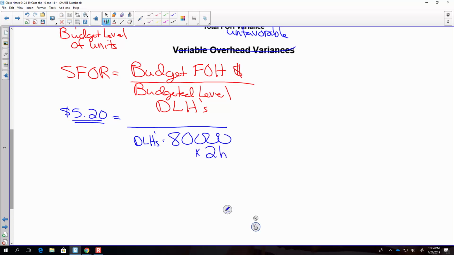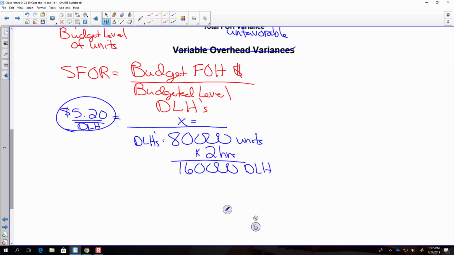2 hours. I have to convert my units to hours, right? Because this rate is per direct labor hour. So now I've got apples to apples. 160,000 direct labor hours. So I'm going to use algebra, right? Find x. How do I get x by itself? I multiply both sides of the equation by 160,000 hours, and that x is now going to be equal to 832,000.